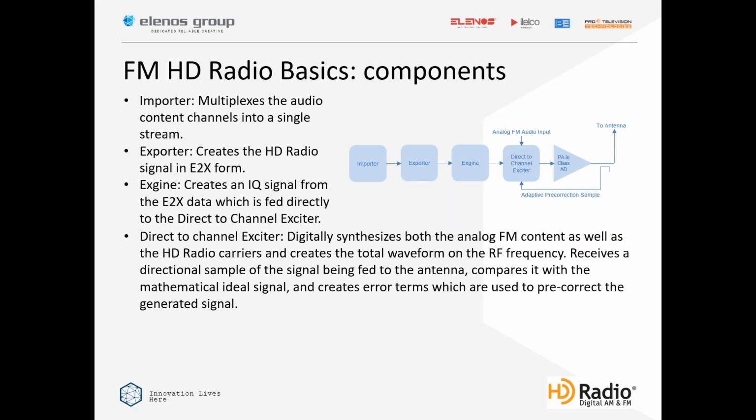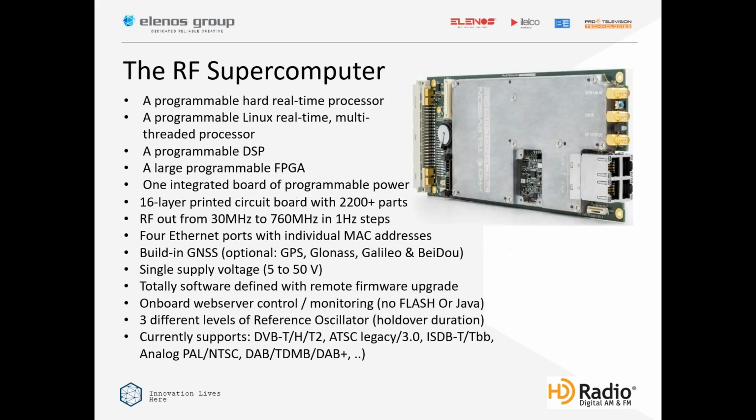direct-to-channel exciter. The exciter digitally synthesizes both the analog FM content as well as all the HD radio carriers and creates the total waveform on the RF frequency. It also receives a directional sample of the signal being fed to the antenna and compares it with the mathematically ideal signal, creating the error terms, which are then used to pre-correct the generated signal. It seems pretty simple. It turns out not to be so simple, but it works very well.